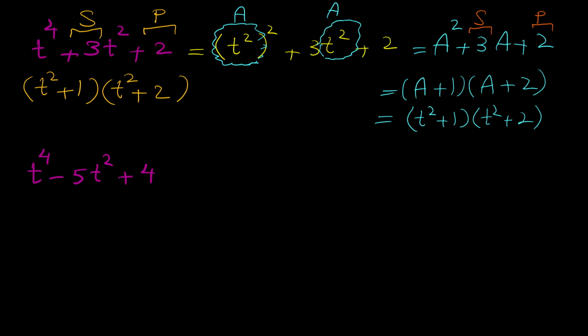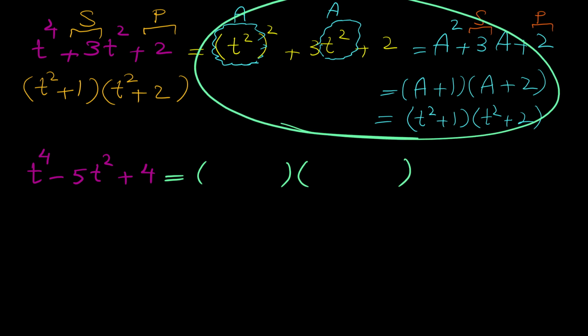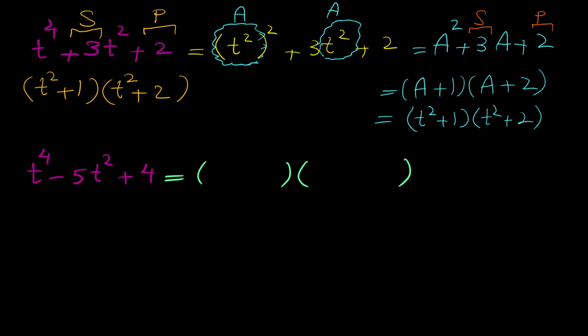Look at the next example. It's very similar. I'm not going to show you this method again; you have already learned it. Now we say, okay, this is similar. So we put T2 in each bracket. T2, T2. Now we look for two numbers.